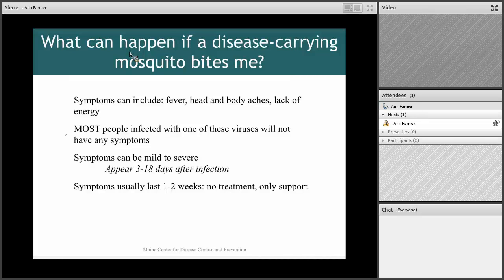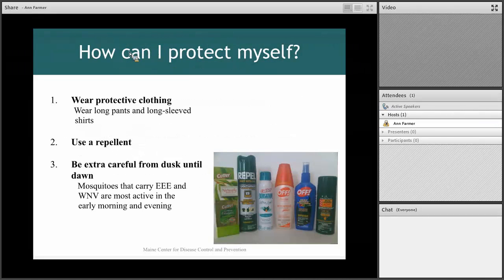But both of these viruses can cause encephalitis, which is the swelling of the brain. Anytime this happens can be very serious. It can put you in the hospital or even kill you. This is in very severe cases, not all the time. Symptoms appear 3 to 18 days after infection, and the symptoms can last for about 1 to 2 weeks. Unfortunately for these viruses, there is no treatment, only supportive care.